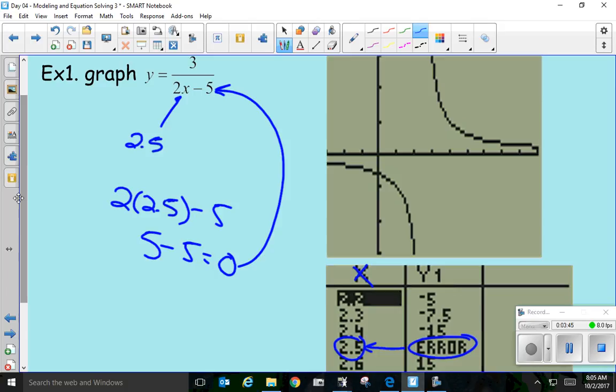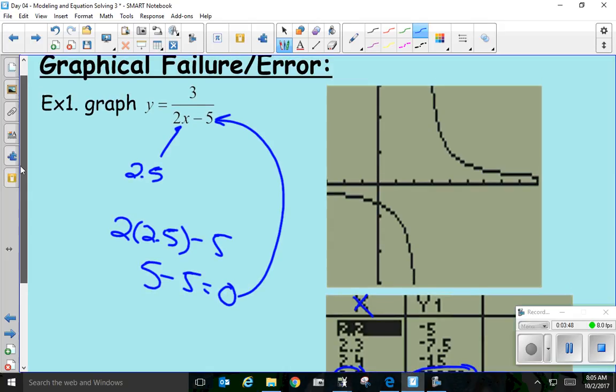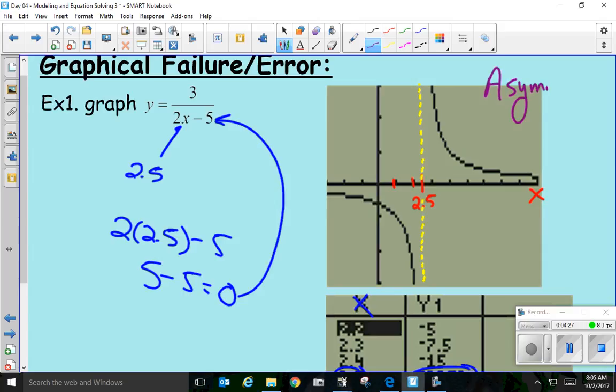Does anyone know what happens on our graph when x is 2.5? So, if I look, here's 1, here's 2, here is 2.5 on the x-axis, correct? What happens at 2.5? Notice the line doesn't appear to touch it. If I were to draw an imaginary line at 2.5, see how the graph never touches it? It'll get really, really close, but it'll never touch it. What's that called? It's my favorite math word of all time. You ready? Asymptote. There's a P there.